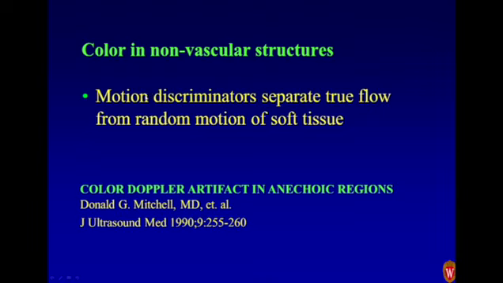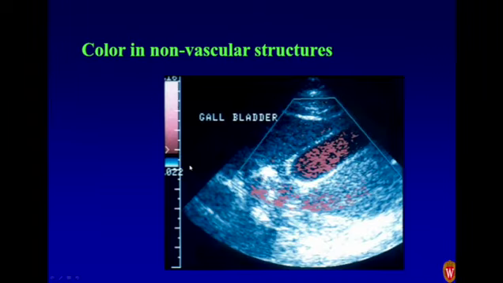Color in non-vascular structures was written up a long time ago, and this is an important artifact. It's a function of the motion discriminators in the systems. For every dot on the image, these ultrasound systems have to decide whether they're going to paint color or grayscale. And the discriminators basically decide based on the intensity of reflection. If it's bright and the frequency shift is small, it's going to assume it's an artifact.